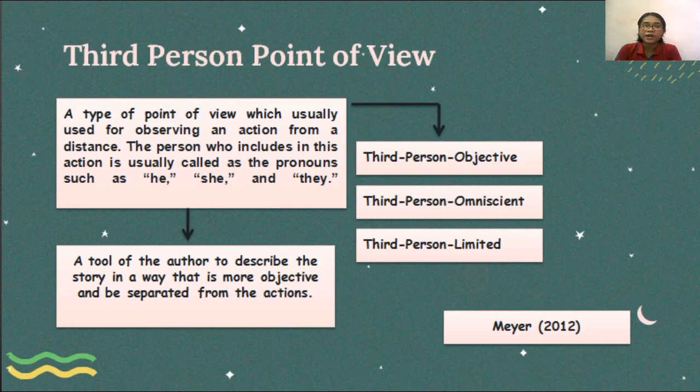And as stated by Mayer in 2012, the third person point of view can be divided into three categories: third person objective, third person omniscient, and then third person limited. So I will explain it one by one.